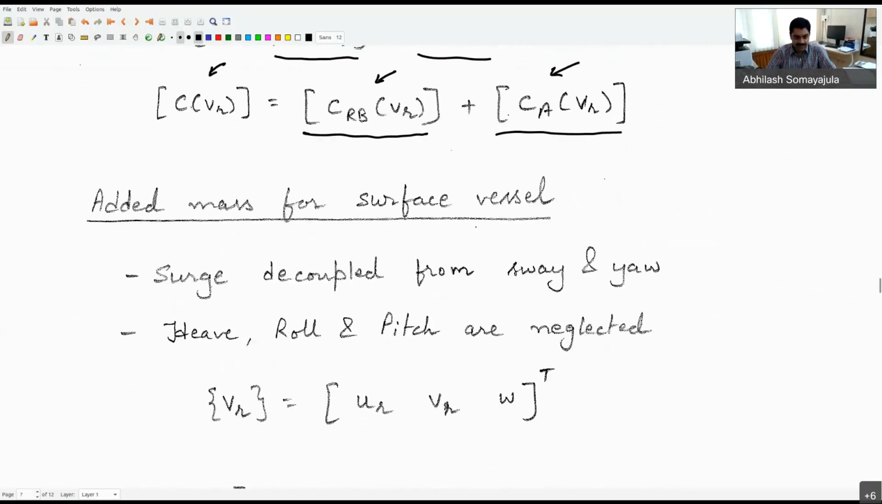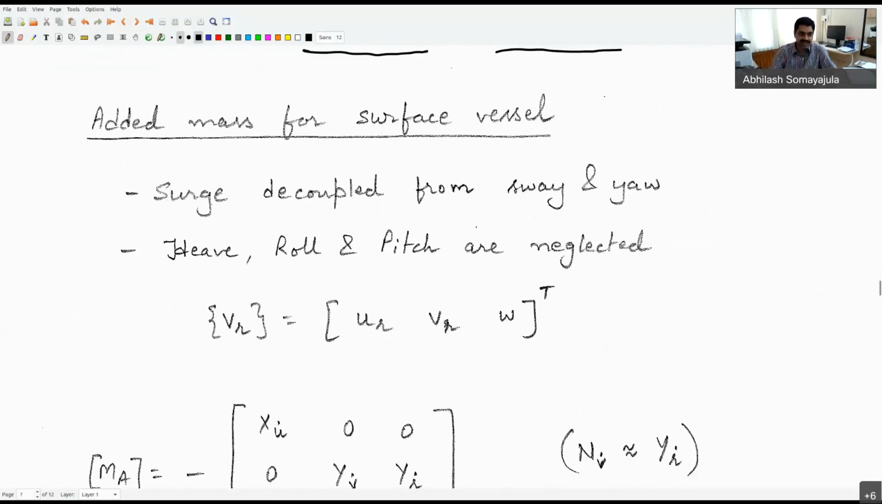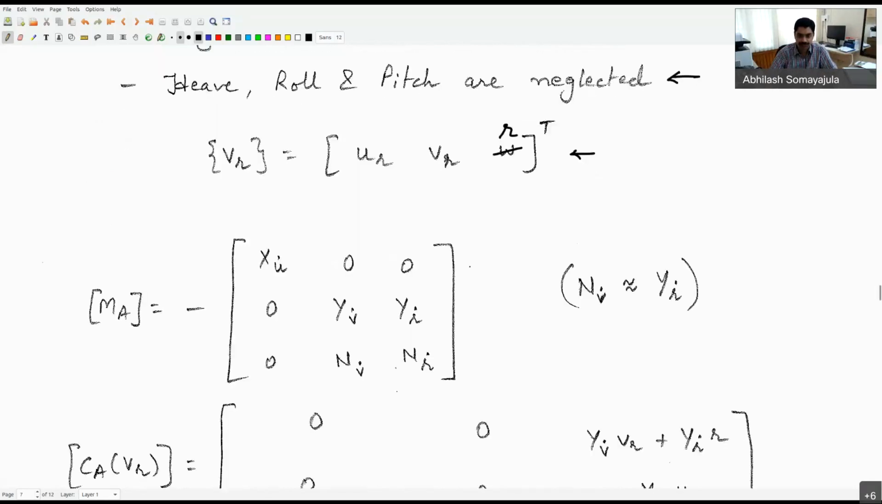I guess this is where we were, and then we started to look at the idea that when we have a surface vessel where we are only really interested in the horizontal modes of motion and we are primarily interested in surge, sway, and yaw, we can neglect heave, roll, and pitch. So our system reduces to a 3 cross 1 vector, and the generalized velocity vector now is given by UR, VR, and R. So this was a mistake which I had pointed out last time too.